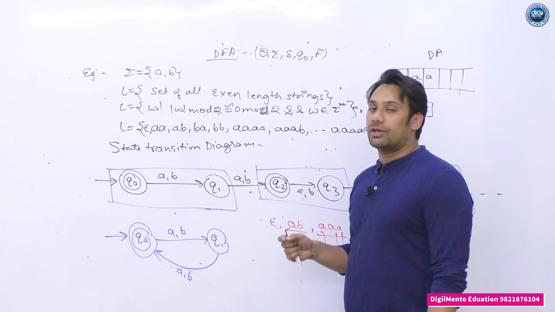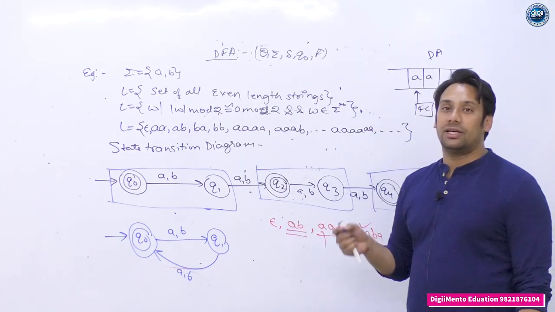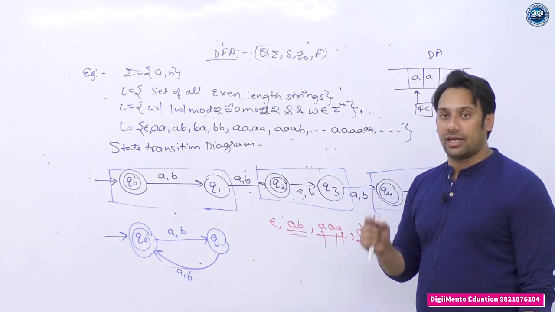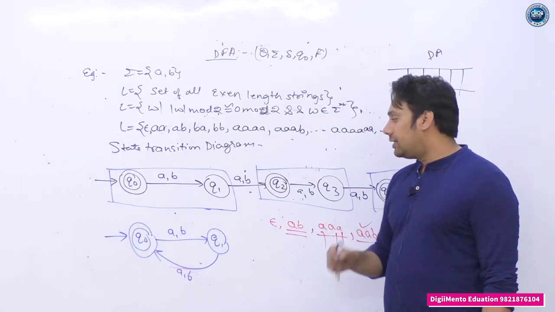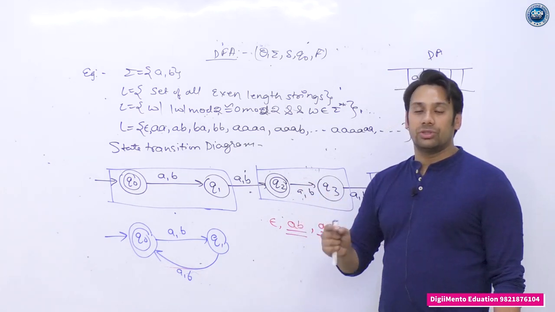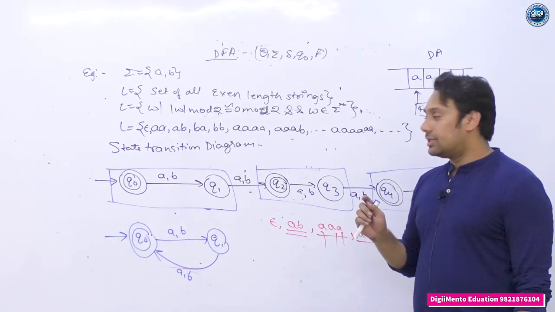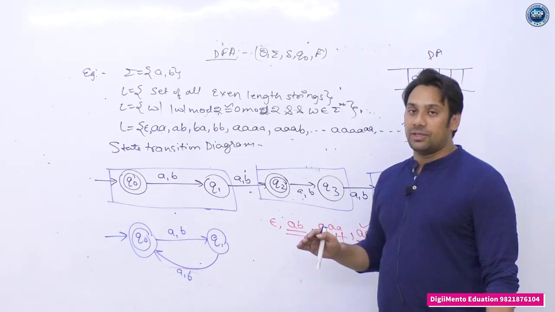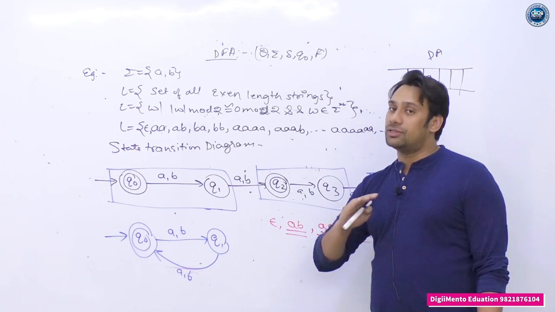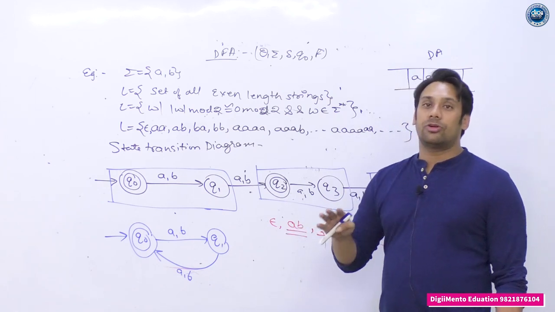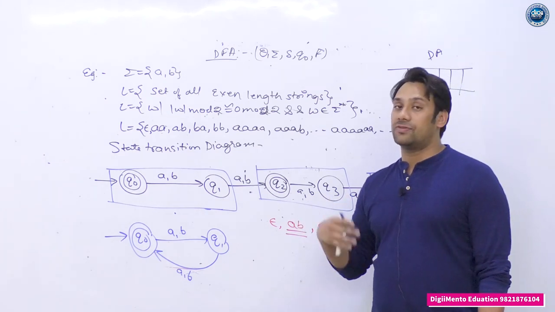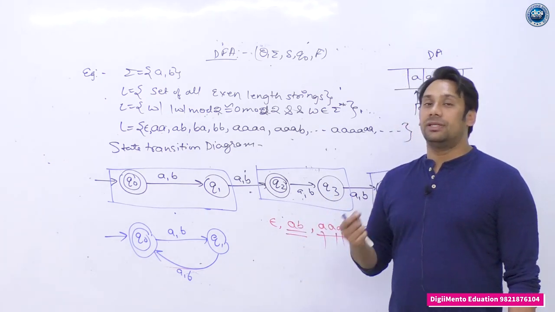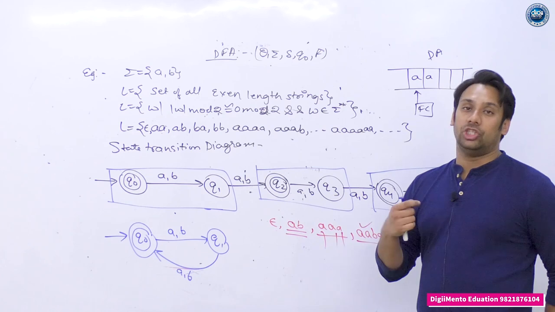To solve one problem, you can have more than one different finite automata possible. If to solve the same problem you have more than one different finite automata, that means a finite automata for a problem is not unique. It is not guaranteed that the finite automata will always be unique. It can happen that the finite automata will not be unique.